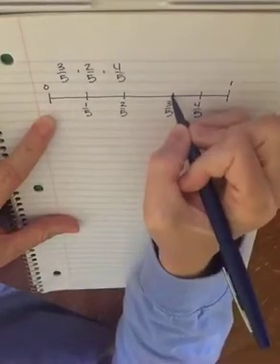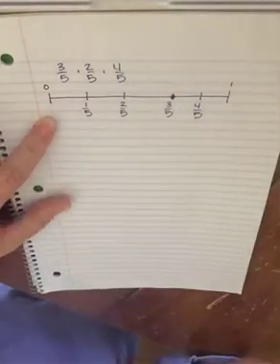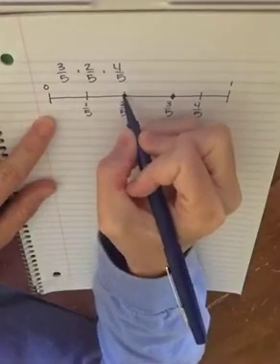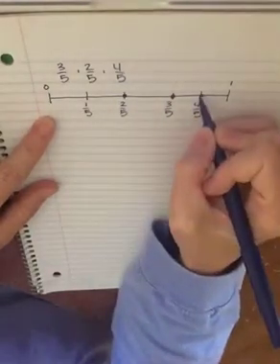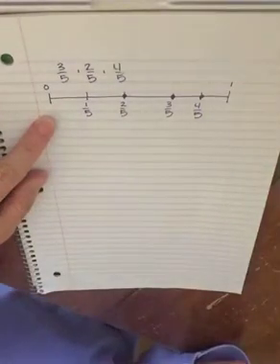So all you do is you use your cursor and you click or you just tap there if you're on your tablet or on your phone. 2/5 I'm gonna plot right here, and then 4/5 I'm going to plot right here. Now it's telling me put the fractions in order from least to greatest, okay?